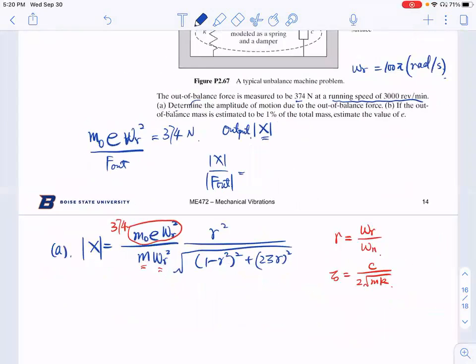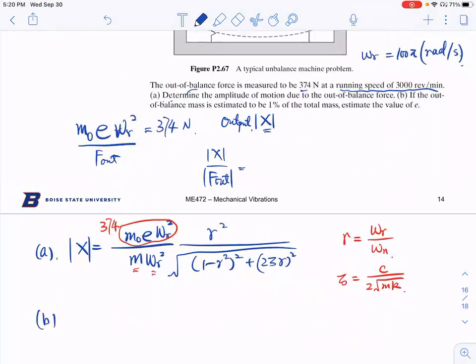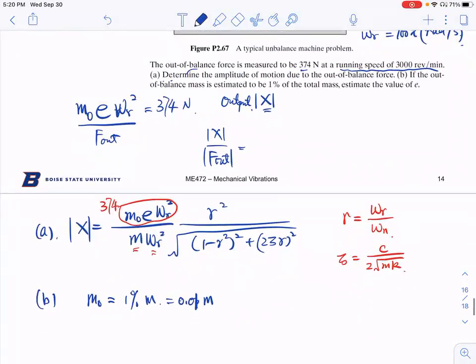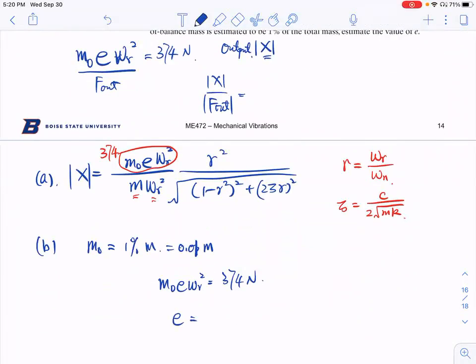So for the second part, it actually gives us the m naught. It says your m naught is 1% of the total mass, or 0.01 m. So it asks for what's the E value. We already know that m naught E omega r squared equals 374 Newton. And then your E is just 374 divided by m naught omega r squared. And then you can plug things back in and get your eccentricity.